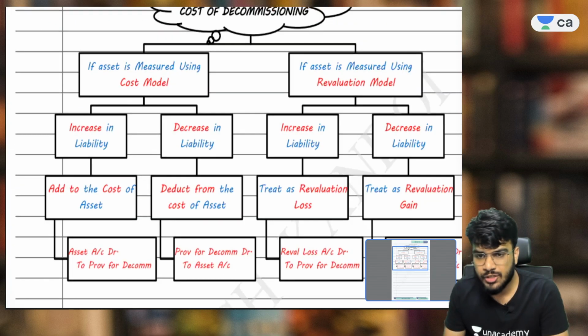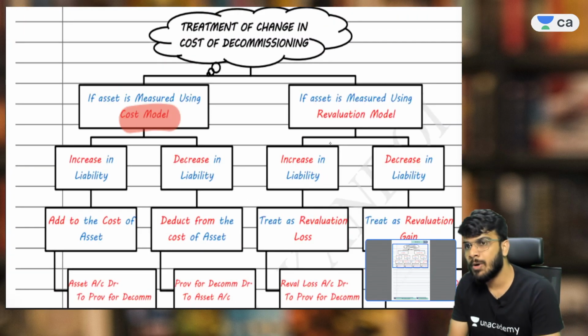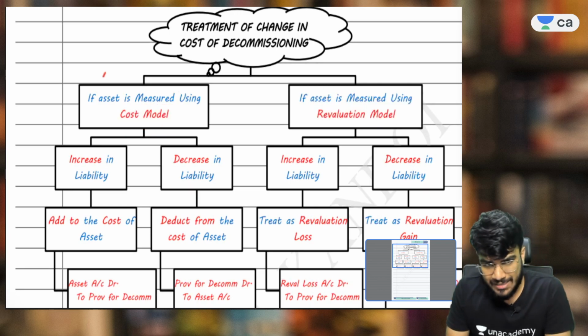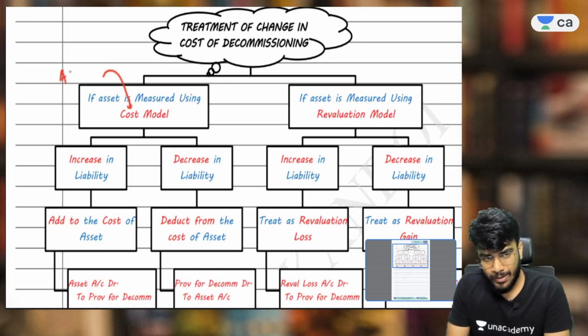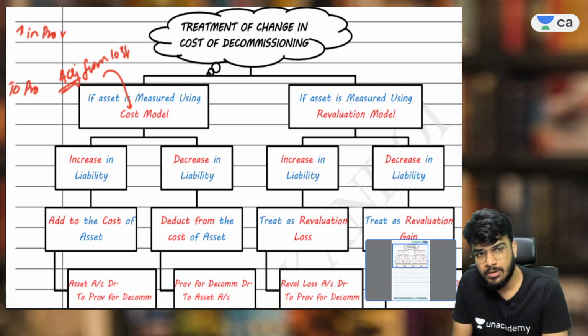So in that case, first of all, you need to see whether the asset is being carried at cost model or whether the asset is being carried at revaluation model. If the asset is being carried at cost model, you will adjust such change from the cost of the asset. That means if your provision of decommissioning is increasing, so let's say there is an increase in provision, what entry will you pass? Because the provision is increasing, you will credit the provision and adjust from the cost of the asset, that is, debit the asset.